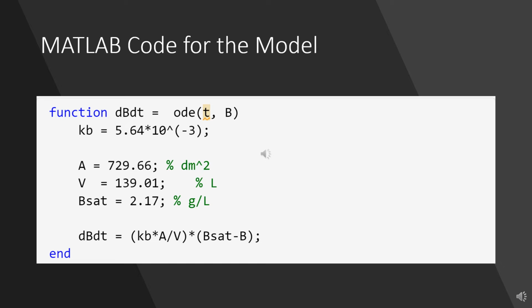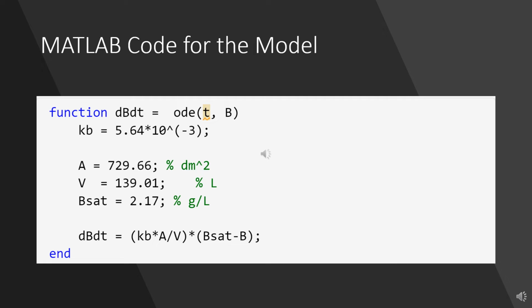This gives us our surface area of 729.66 square decimeters. This is converted from the original square feet. In addition, the volume has been calculated, again converted from cubic feet to liters, to be equal to 139.01 liters. Then we have our saturation concentration for benzene, Bsat, equivalent to 2.17 grams per liter.